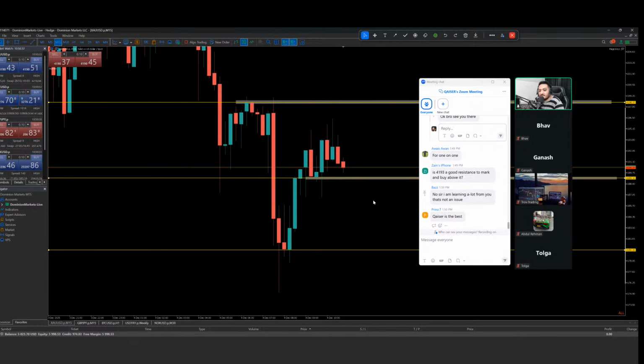Is 4193 a good resistance to mark and above it? 4193. This one? No way, bro. Why not take this one? Because it's a mess on the left hand side. Look at this one. If you're going to get some candle here, you're going to face clean traffic. See this one? So just keep your thing in a simple way. That's it.